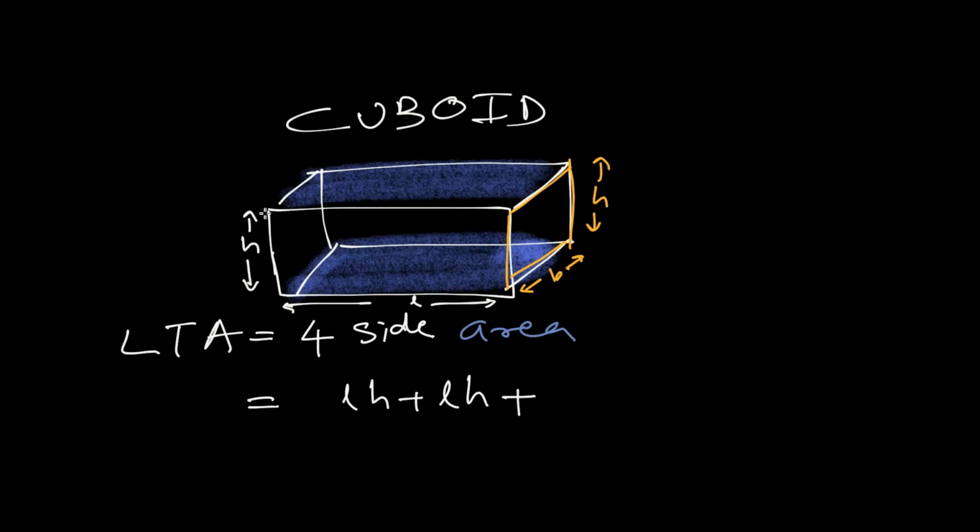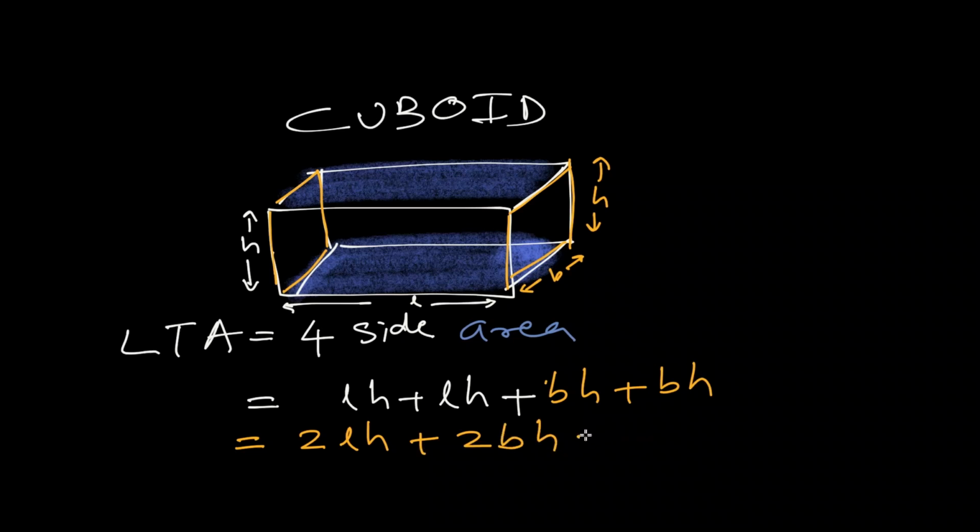Length is for the front side. The back side of this box has the breadth and this height. So breadth times height is going to be the area of this side. Is it the same as the area of this side? Yes, it is the same. So we are going to take 2 times breadth into height. So this is one side, this is the second side, this is the third side, and this is the fourth side. So we take LH plus LH, which is 2LH, plus BH plus BH, which is 2BH.